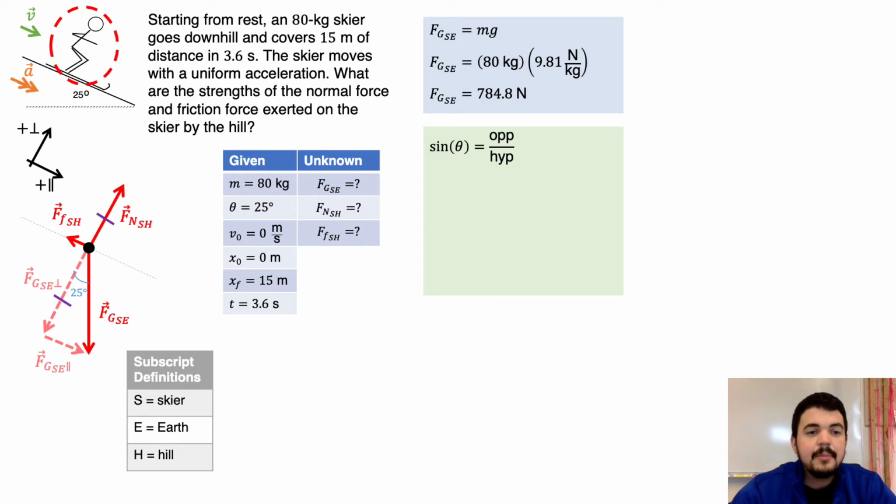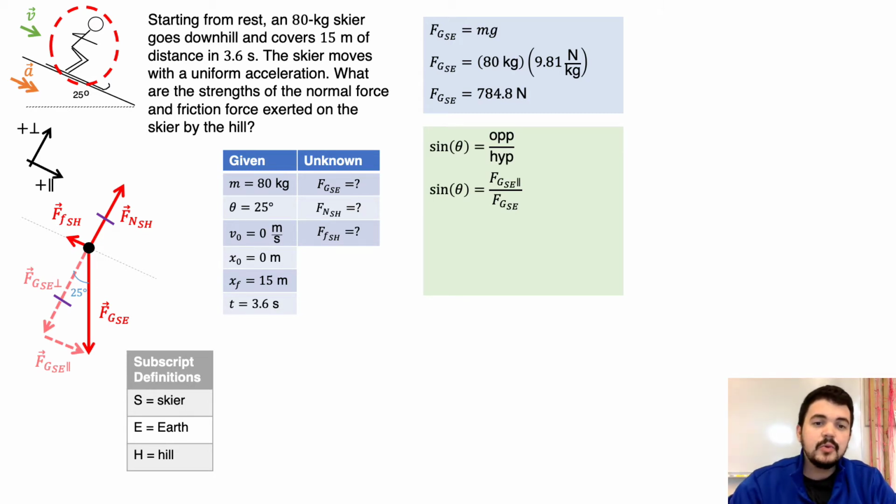Sine of the angle theta is opposite over hypotenuse. In the right triangle for the gravitational force drawn on our force diagram, the side of that right triangle which is opposite the 25-degree angle is the parallel component of gravity, and the hypotenuse is the full gravitational force. And so we replace our math in line 1 and translate it into physics in line 2.